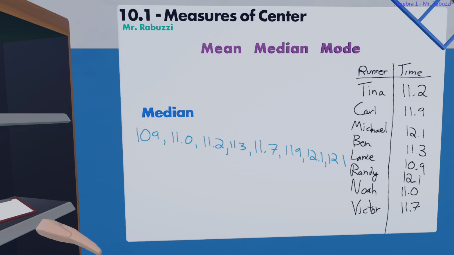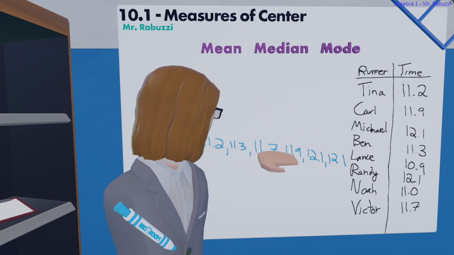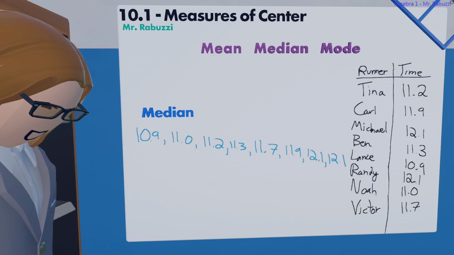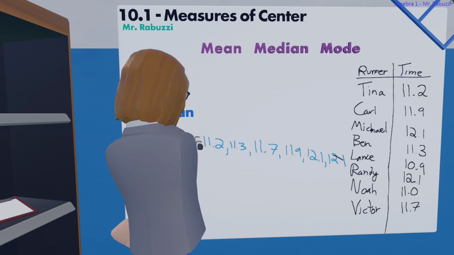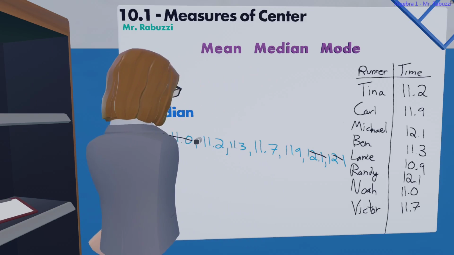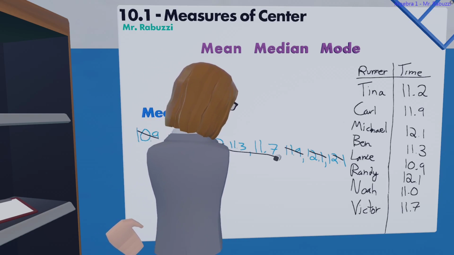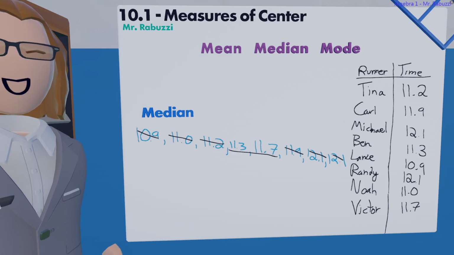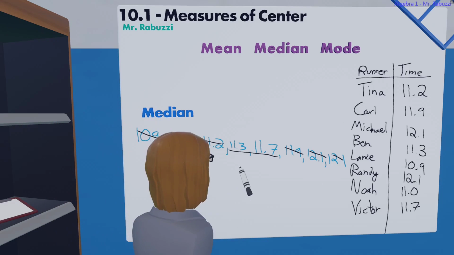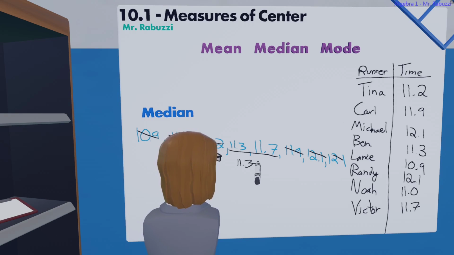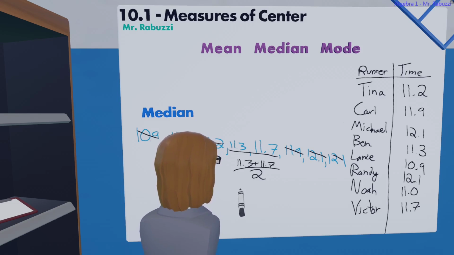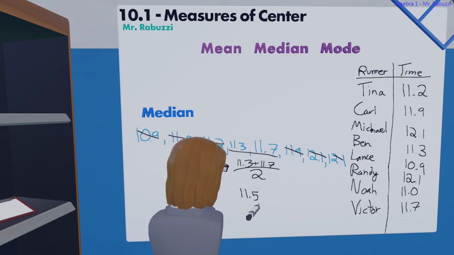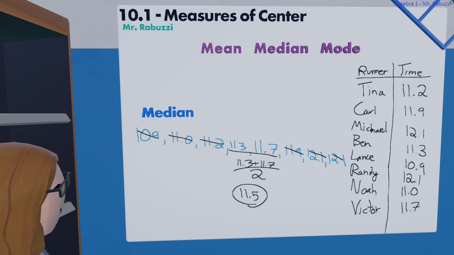So let me make sure I wrote down 8 numbers. 1, 2, 3, 4. 1, 2, 3, 4. Yep, that's 8. Now we want to find the median. So we cross off the bottom and then the top. And then the bottom and then the top. And then the bottom, top. And we have 2 left over. When you have 2 left over, you need to add them up and divide by 2. So 11.3 plus 11.7 is 23, divided by 2, which is 11.5. So that is the median.